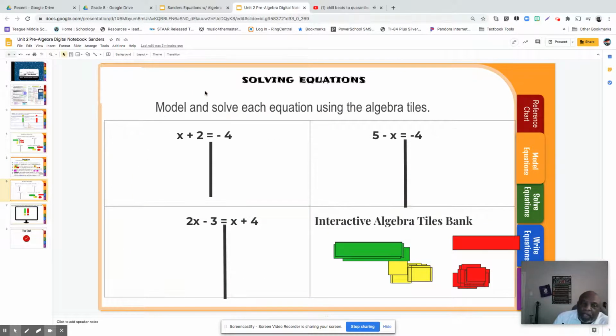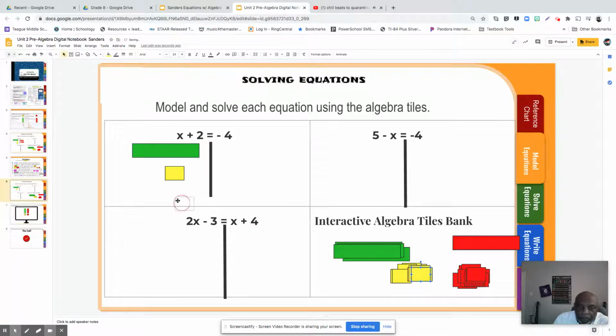You modeled the equation in a slide earlier, and now we want you to model it and solve each equation using algebra tiles and inverse operations, of course. So here, x plus 2 equals negative 4. What I'm going to do is go here, and there's my x, and then here is my plus 2. And then next, here is my negative 4.